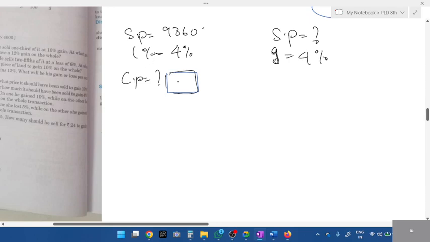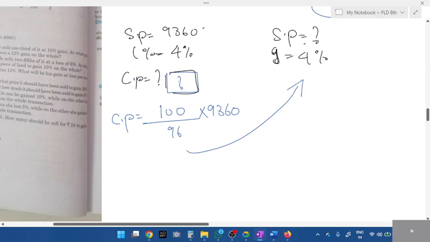Use cost price formula, students. Use the direct formula. What is cost price direct formula? 100 divided by 100 minus loss, right? 100 minus 4 is 96 into 9360. Reduce everything, you'll get cost price. Once you get cost price, use that cost price here and find selling price.